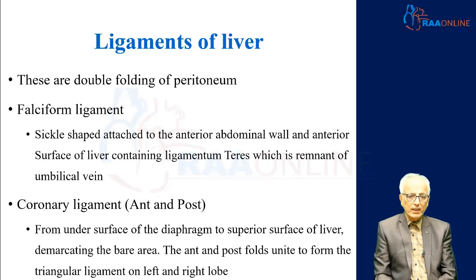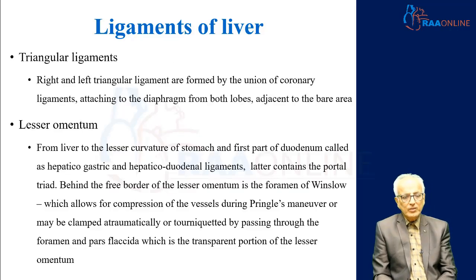Second one is the coronary ligament. It's called the anterior and posterior coronary ligament. They arise from the undersurface of the diaphragm to the superior surface of the liver, demarcating the bare area. The anterior and posterior folds unite to form the triangular ligament on the left and the right lobe. Triangular ligaments, as we said, are the right and left triangular ligaments, formed by the union of the coronary ligaments, attaching it to the diaphragm from both the lobes adjacent to the bare area.